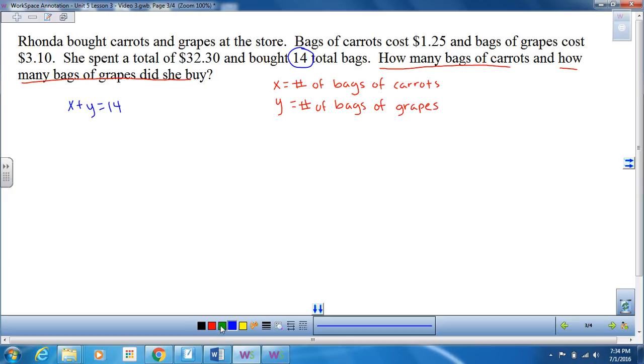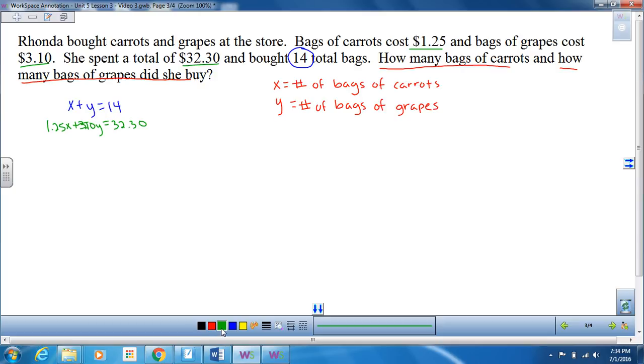And then I need my total money equation. So she spent a total of $32.30. And now I need to put the value of the bags of carrots with x and the value of the bags of grapes with y. And so basically you need to make sure you put all the money in the same equation. So I have $1.25x, so 1.25x plus 3.10y.